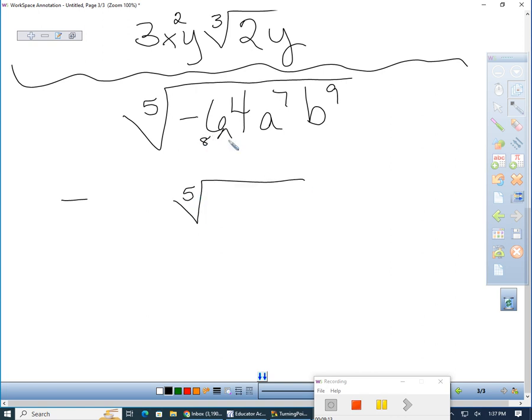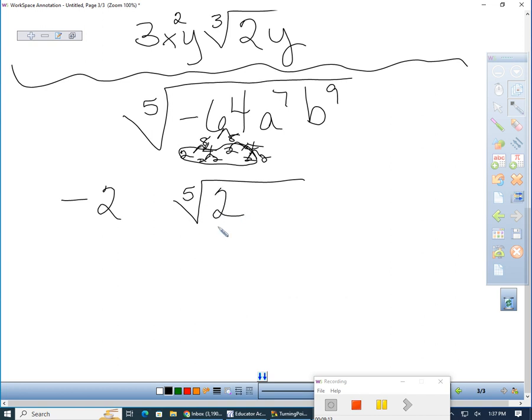64 breaks down into 8 times 8, which is 2 times 4, and 2 and 4, and 4 is 2 and 2. And 2 and 2. So how many friends do I have to come out of here? So 1, 2, 3, 4, 5. I have 5 of them there. So one group of 2's comes out. There is 1 2 left over.